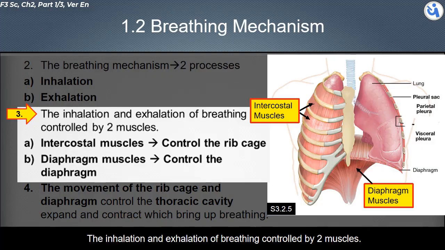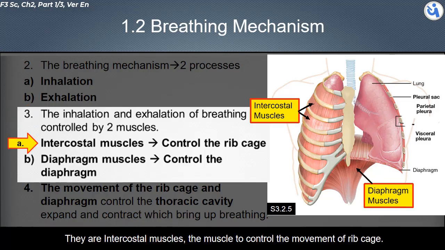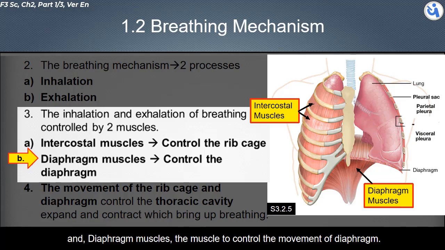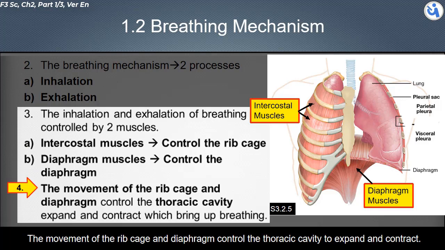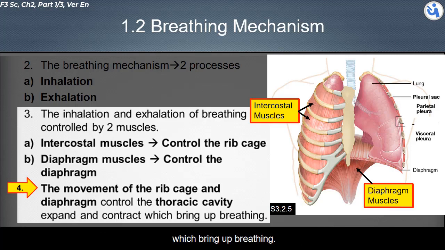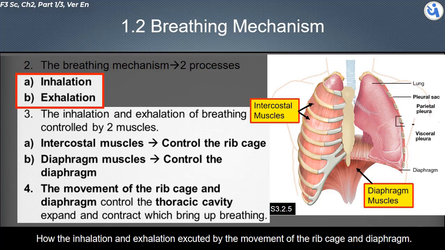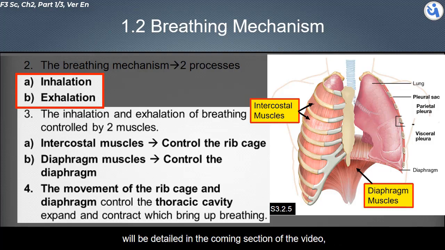The inhalation and exhalation of breathing are controlled by two muscles. They are intercostal muscles, the muscle to control the movement of rib cage, and diaphragm muscles, the muscle to control the movement of diaphragm. The movement of the rib cage and diaphragm control the thoracic cavity to expand and contract, which bring up breathing. How the inhalation and exhalation, executed by the movement of the rib cage and diaphragm, work will be detailed in the coming section of the video.